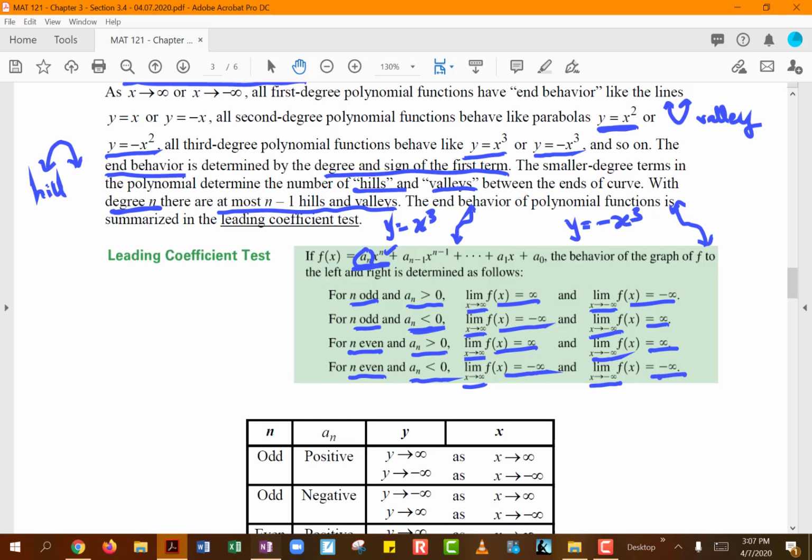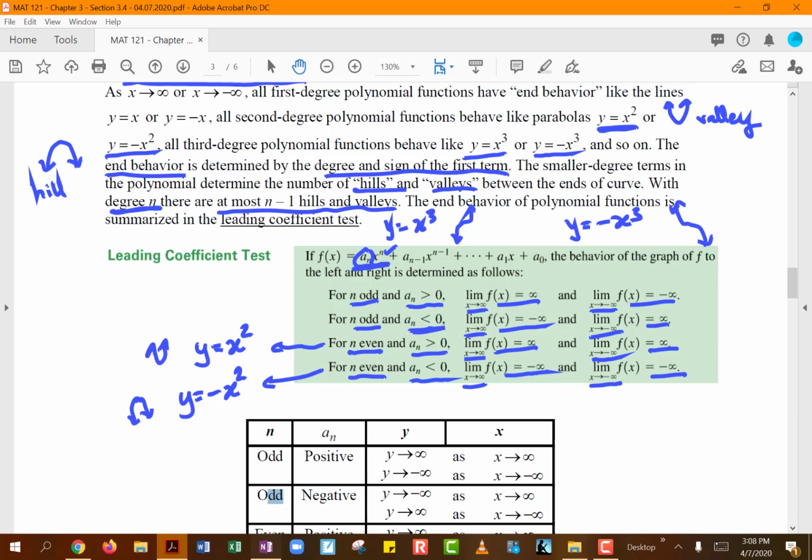So what you want to do is, let's start with these. For even and positive coefficient, you want to think about what the x squared function does, where both arms of your x squared function go up. For this last one here, where you have an even exponent but a negative leading coefficient, you want to think about y equals negative x squared as your function. And remember, this is where both arms of our parabola go down.